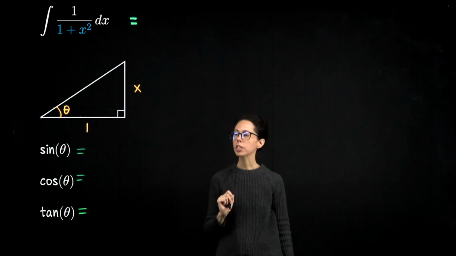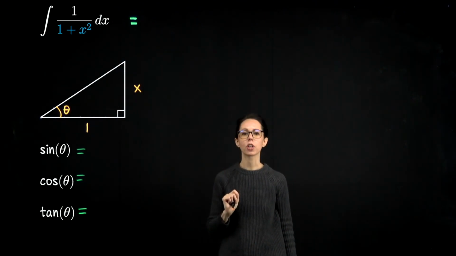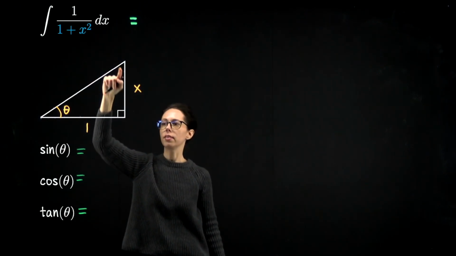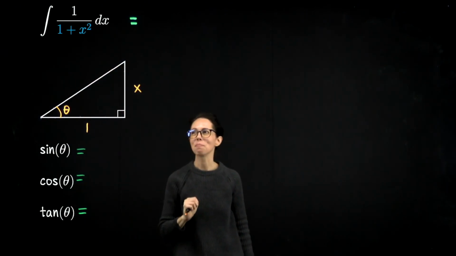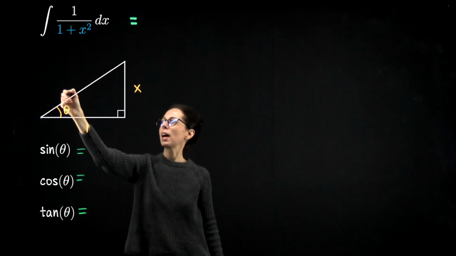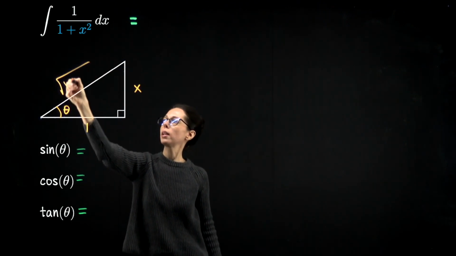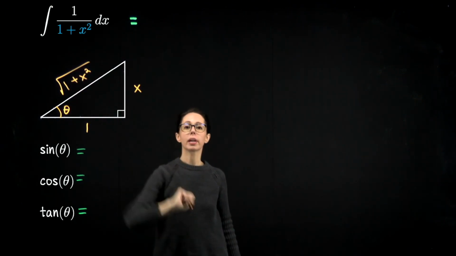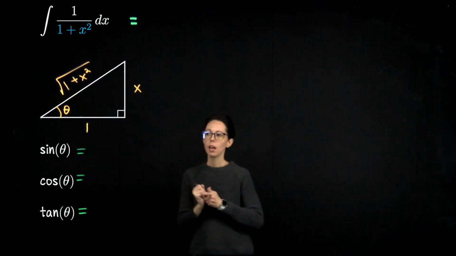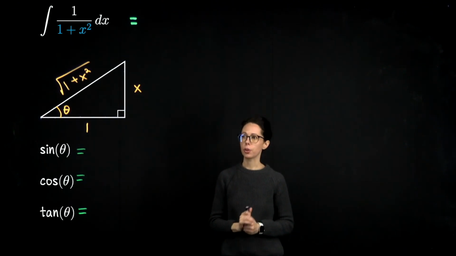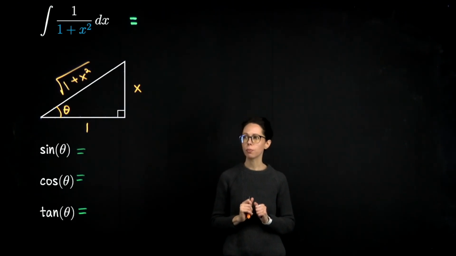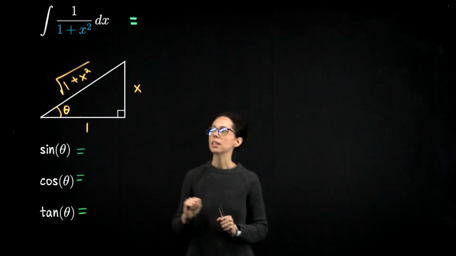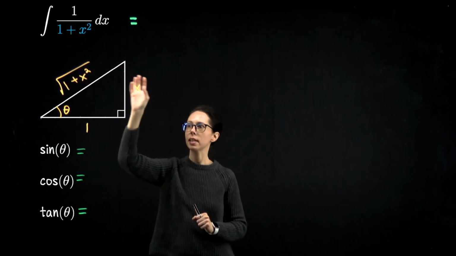All right, after labeling the sides of this right triangle with terms that look like the square roots of these added squares, the hypotenuse has length square root of 1 plus x squared. Notice that's exactly what we see in the denominator in our integrand. All right, so that's my first step: to sketch a right triangle if I don't already have one, and label the sides and the hypotenuse so that I'm starting to model the terms in my integrand as sides of this right triangle.